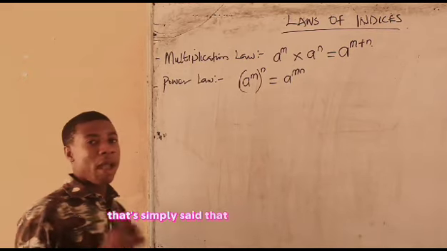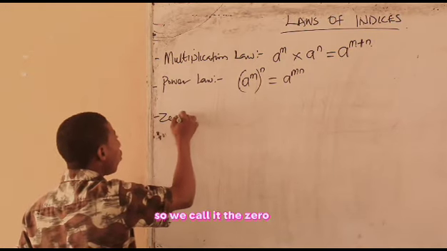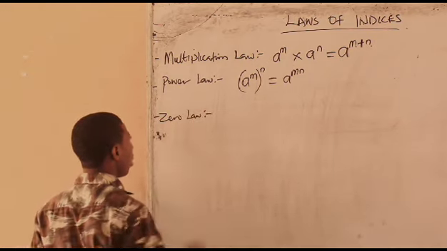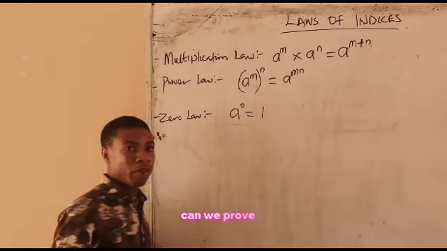Now we have another law we call the zero index law. That simply says that anything raised to the power 0 is equal to 1. So we call it the zero law. And this zero law states that anything raised to the power 0 is 1. Can we prove it? Let's prove it.